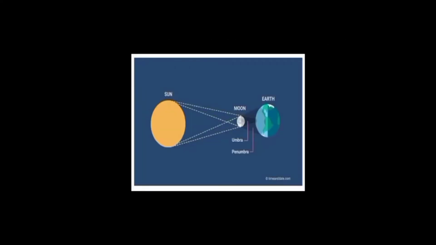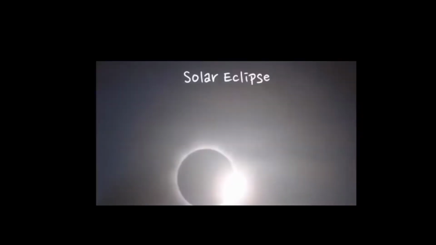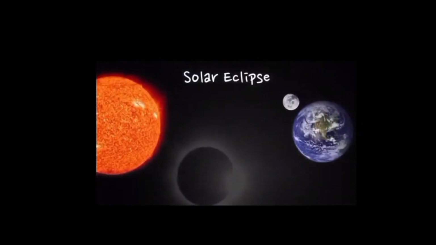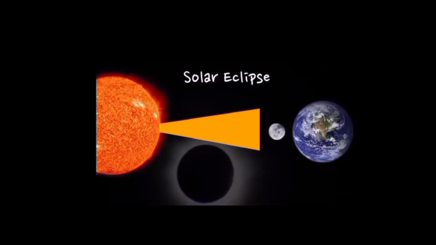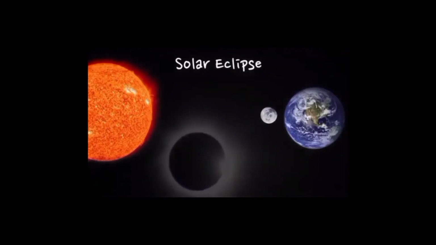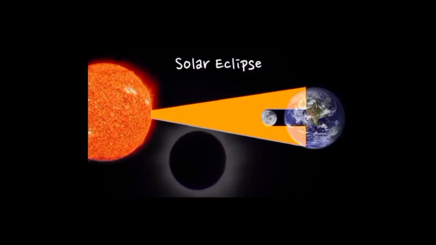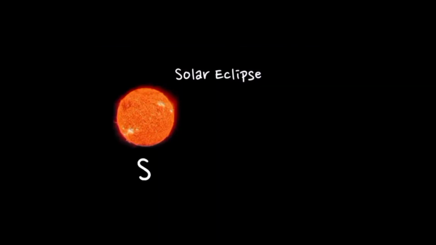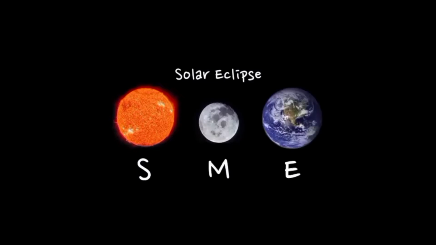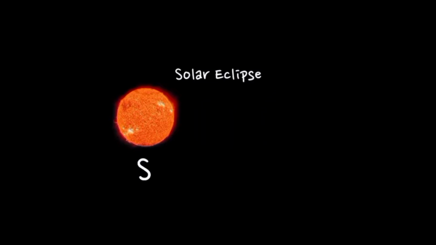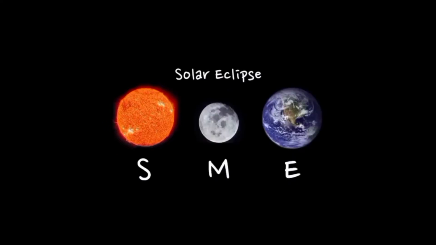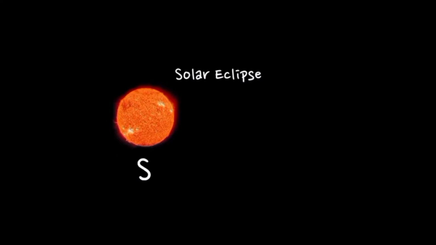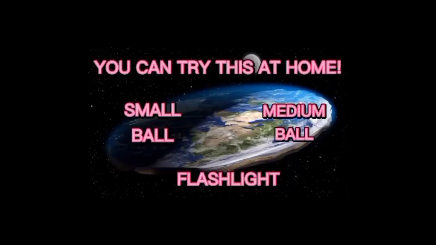For better understanding about solar eclipse, you may get your self-learning module and open it on page 45, figure number 8. How do solar eclipse occur? Solar eclipse is when the sun gets blocked because the moon is passing between the earth and the sun. The moon blocks light from the sun, casting a shadow on earth. During a solar eclipse, the order of celestial bodies goes Sun, Moon, Earth. SME. Again, Sun, Moon, Earth. SME. You can try this at home.